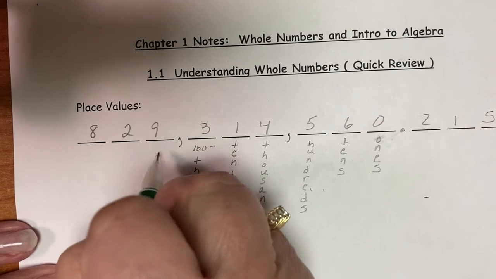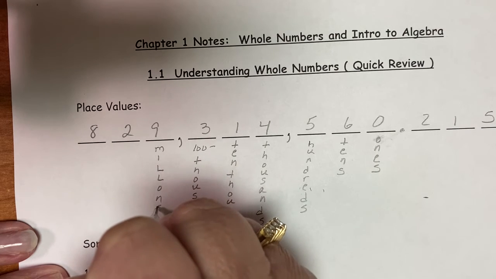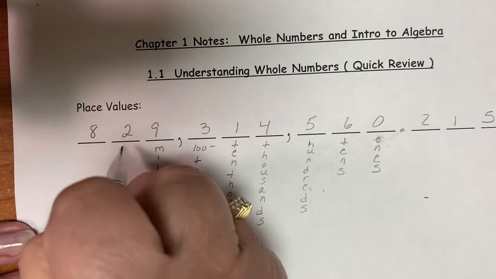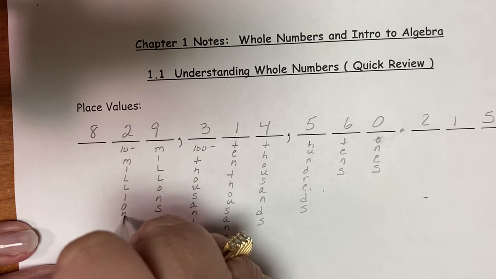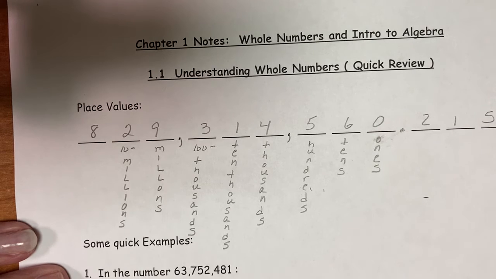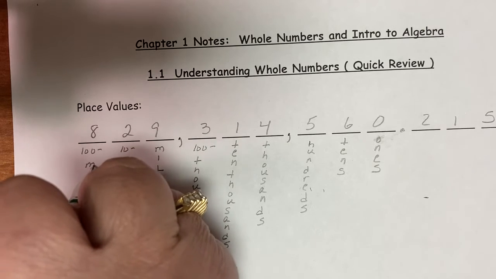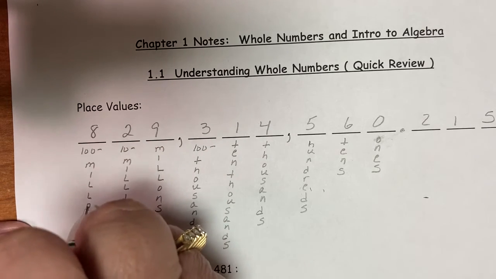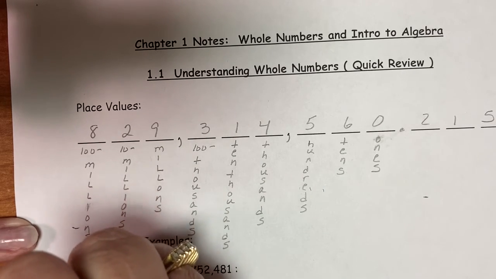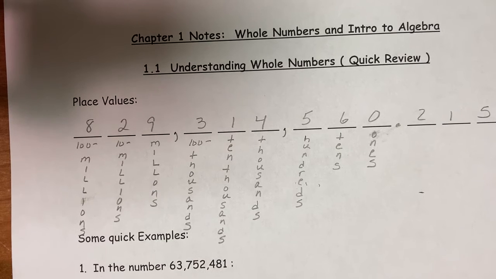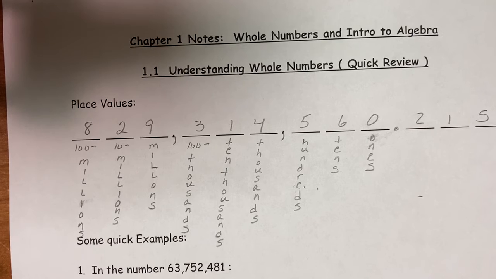The 9 would be in the millions place. The 2 would be in the 10 millions place. And finally, we're just going to go one more. The 8 would be in the 100 millions place. Oops, let's spell millions right, I-O-N-S. And of course, you know that if we were to go one more to the left, we'd be talking about the billions place and then the 10 billions and so on.